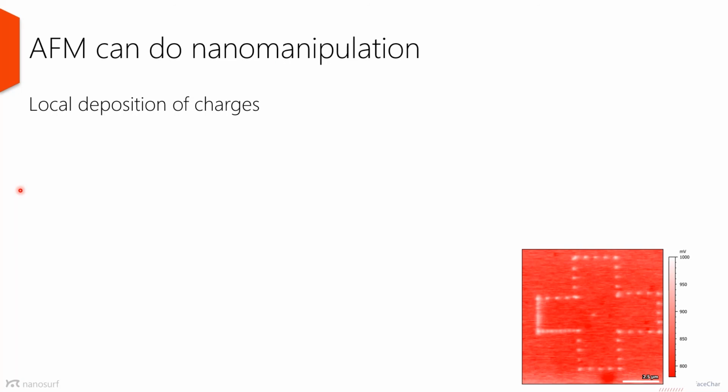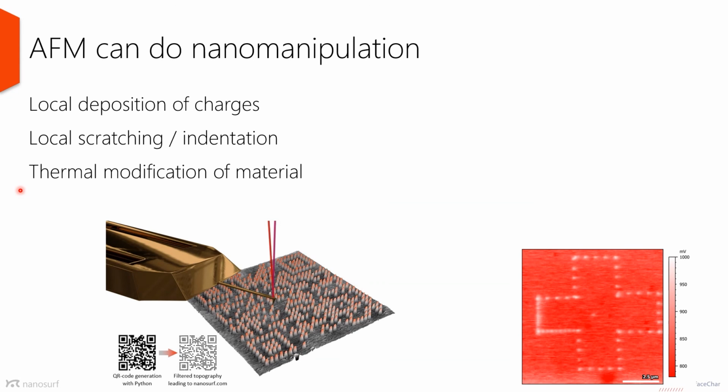But one could also, for example, locally scratch or indent the surface or do thermal modification of a material. This example down here shows you how we created a nano or micrometer sized QR code by using a heated cantilever tip, slowly melting or gently melting part of the polymer surface and pulling out small nanorods.